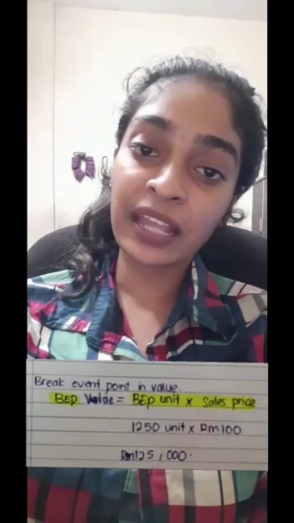And how to calculate the break-even point in value? We need to use the formula of BEP unit times sales price, which is 1,250 times 100 ringgit. We get the answer of 125,000 ringgit. And move on to question B.